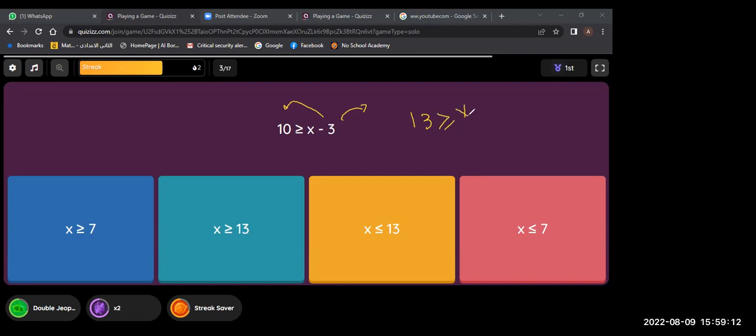Yes. So x is smaller than or equal to 13. Yes? Which one? So the number is what? It is the third. Yes, this is the third.